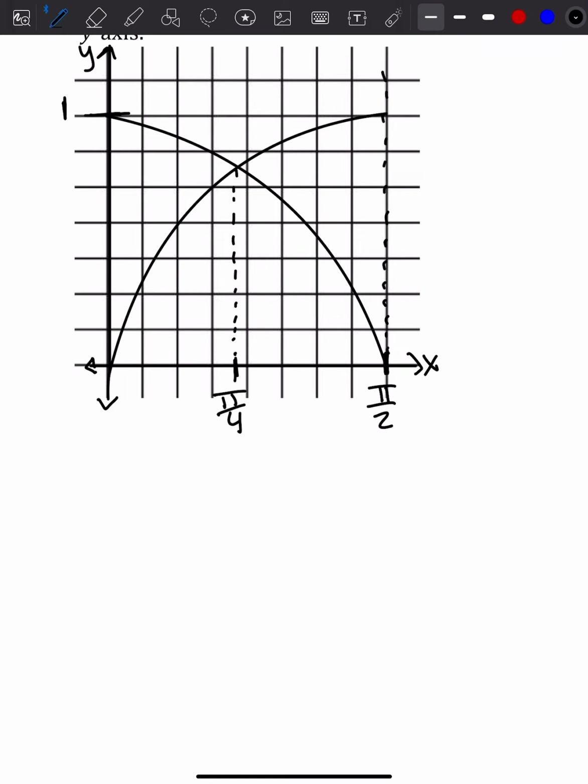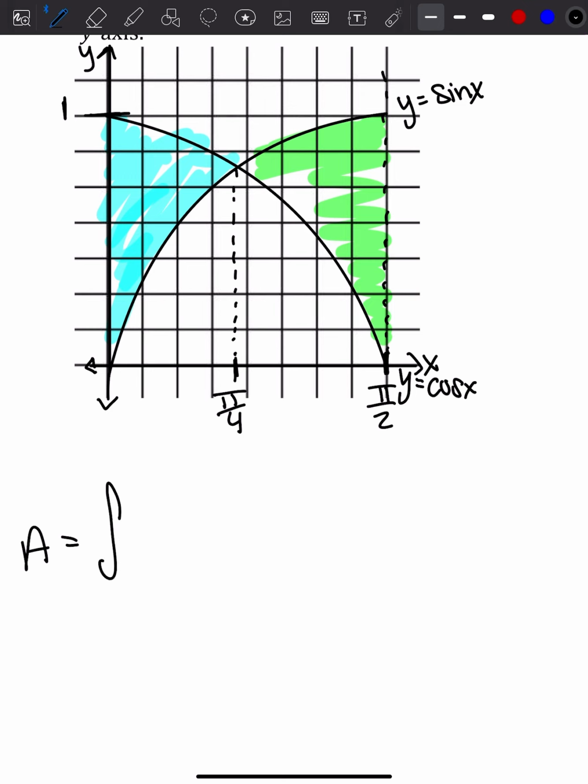So this pi over 4 is going to be really important for us here, and that's because we have two areas again. So I have this area right here and this area right here. So things to remind ourselves, this is y is equal to sine of x. This one is y is equal to cosine of x. So when I look at this first area, this area in blue, we have the integral from 0 to pi over 4, because we start at 0 for the x-axis and go over to pi over 4.